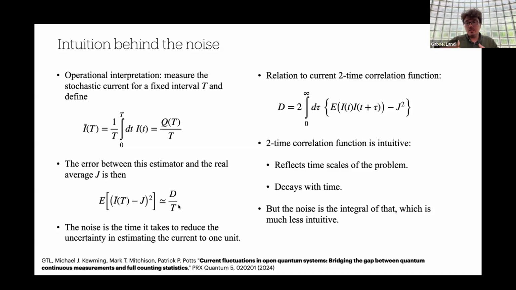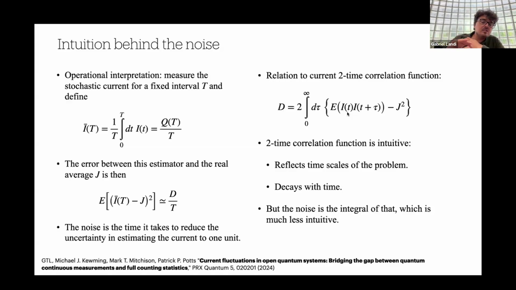The second possible intuition that you might get is that one can show that D is also the integral of the current two-point correlation function. So instead of looking at the current at time t, you look at the current at 2 times, t and t plus tau. You subtract the average squared. So this is what's called the two-time correlation function. And the noise is essentially 2 times the integral of this.